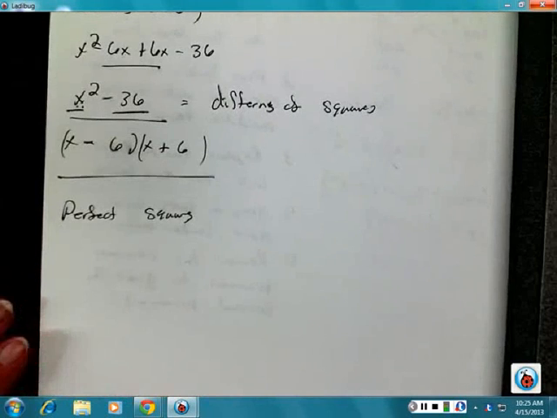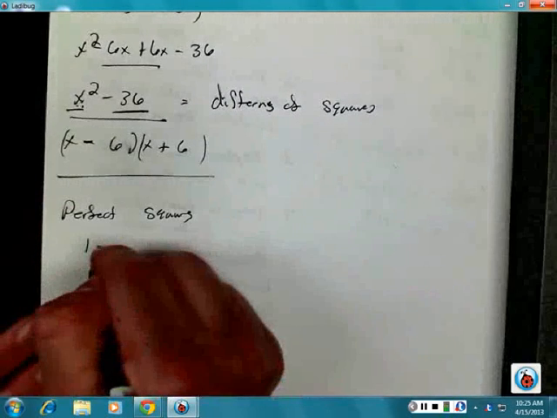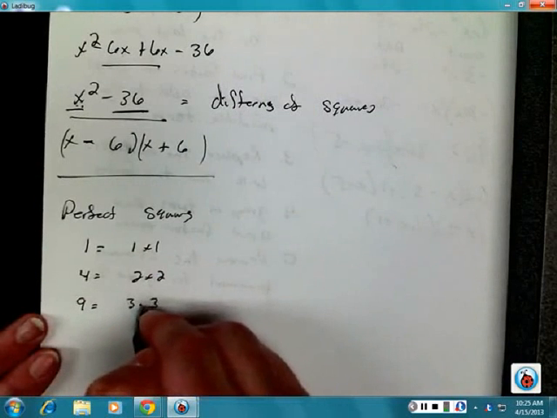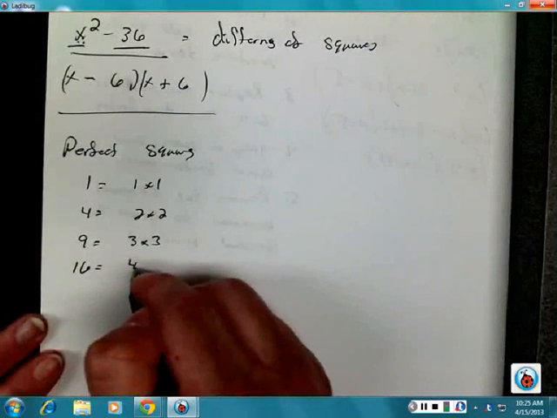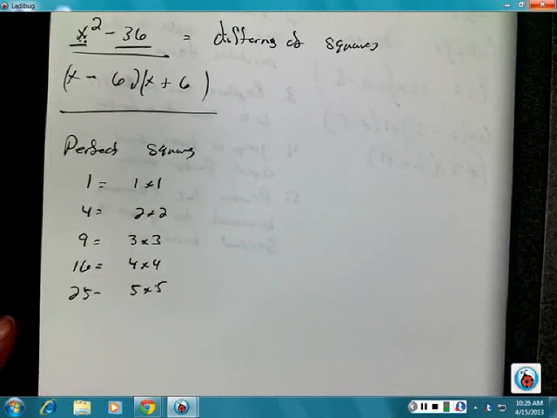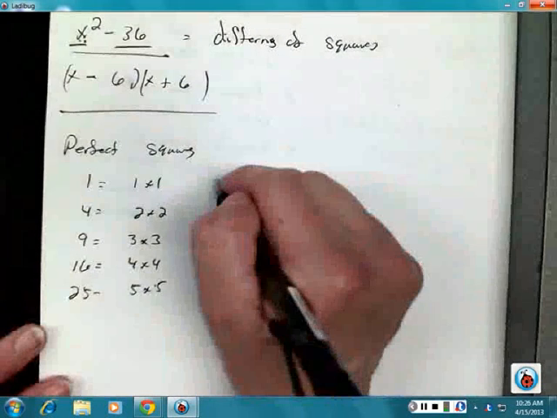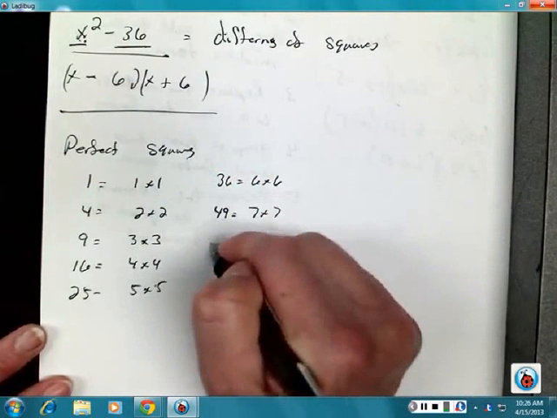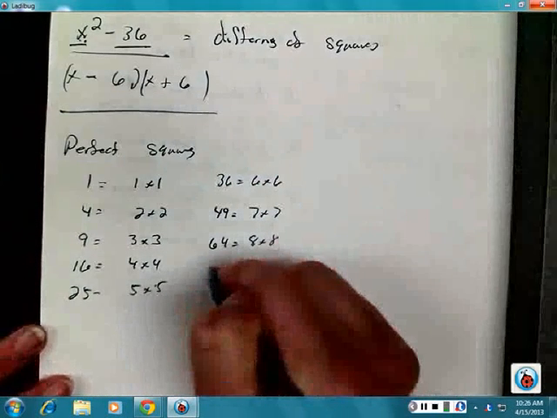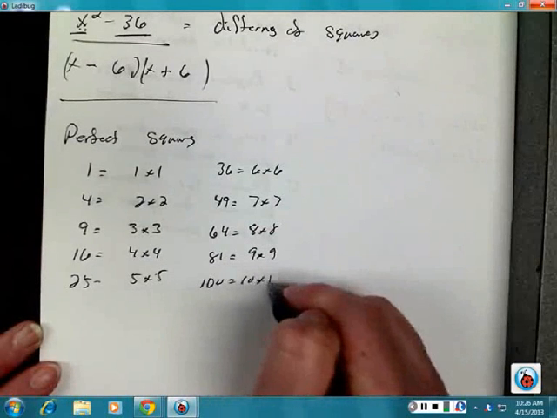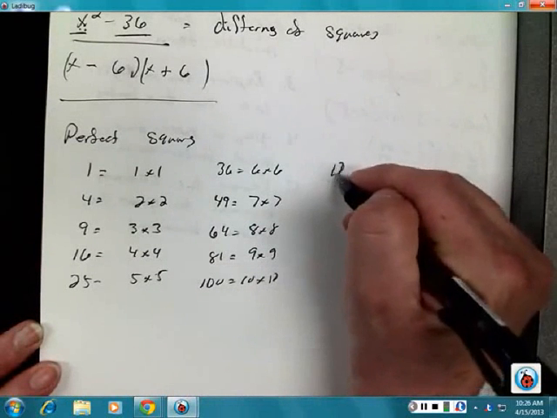So things you're going to be looking for at the tail end of these are things like 1, because 1 is 1 times 1. 4, because it's 2 times 2. 9, because it's 3 times 3. 16, because it's 4 times 4. 25, because that's 5 times 5. And you're kind of getting the pattern there, aren't you? Because I want to have two identical things that multiply together to give me that last value at the end. And 36, which is 6 times 6. 49, which is 7 times 7. 64, which is 8 times 8. 81 is 9 times 9. 100 is 10 times 10. 121 is 11 times 11.